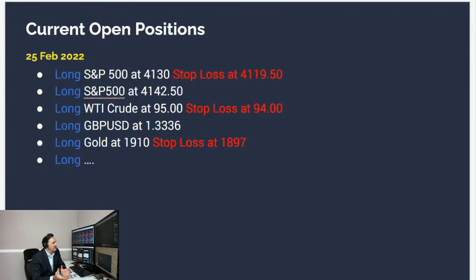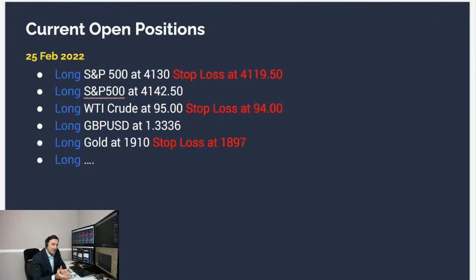So I traded live during the session yesterday, and I decided to go long S&P at 41.30. I did say this was an intraday scalp, so I was looking for a few points higher. There was a particular pattern, and I'll show you all of that a little bit later. Unfortunately, it didn't work out for me, and I got stopped out at 41.19 and a half, so just over 10 points of loss on that trade.